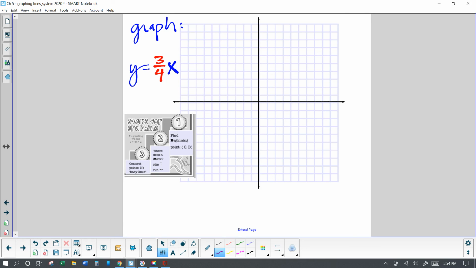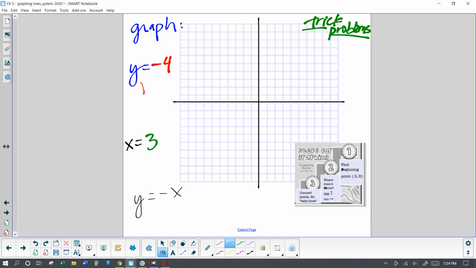Remember, if there's no y-intercept shown, then my y-intercept is 0. I'm just going to give you a few tips and reminders before we finish up. This one is going to be a horizontal line. This one is going to be a vertical line. And remember, if I don't have a slope number, but I have an x there, that means I have one x, right? So put in your invisible ones if you need to find your slope. So there's some tricks and some tips.